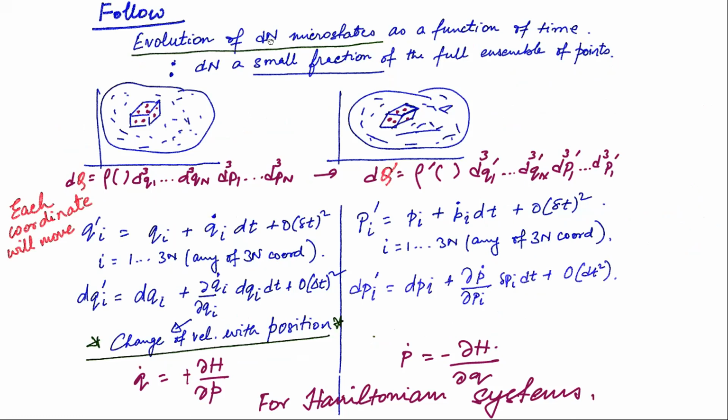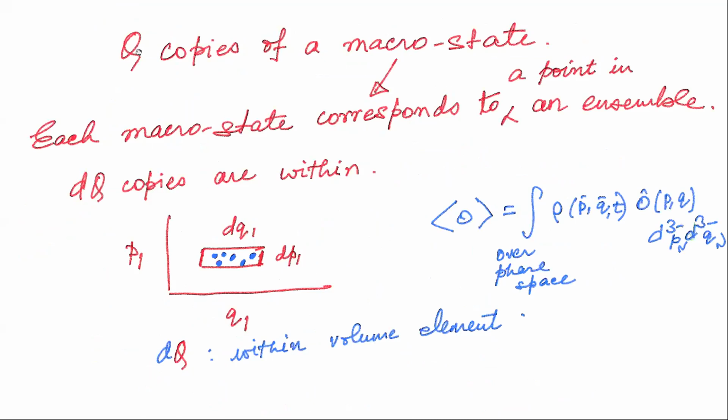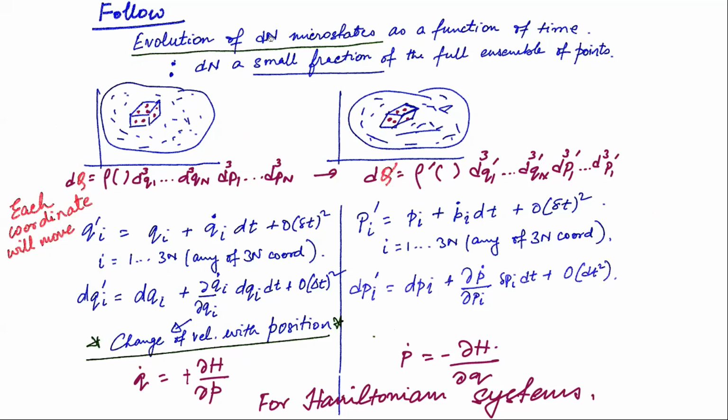So this shouldn't be n, but this should be q. dq microstates as a function of time. So these dq are within this phase space volume, and again here it should be dq, a small fraction of the full ensemble of points, and we are looking at the evolution of that. We shouldn't use n because n is being used in terms of the number of degrees of freedom, right? So I actually changed this to q, but I forgot to change it. So this should be dq, and this should be d capital Q, and so on and so forth.